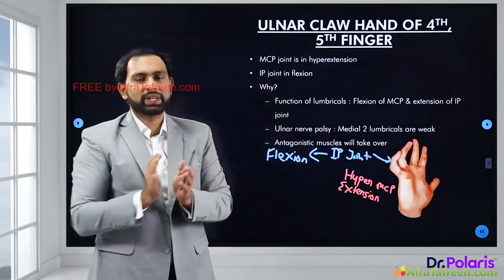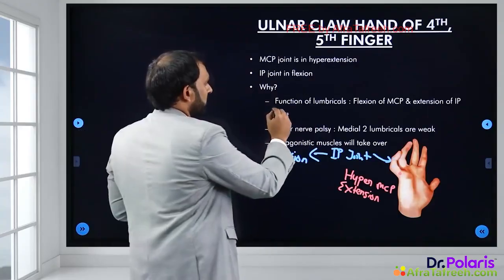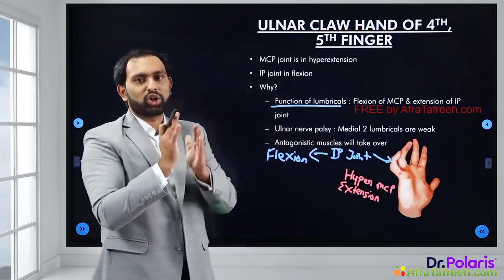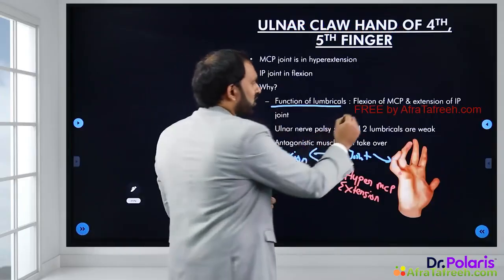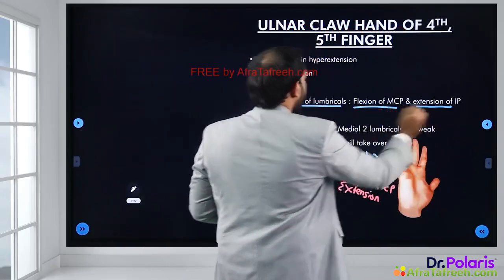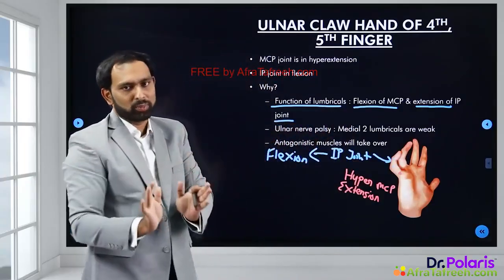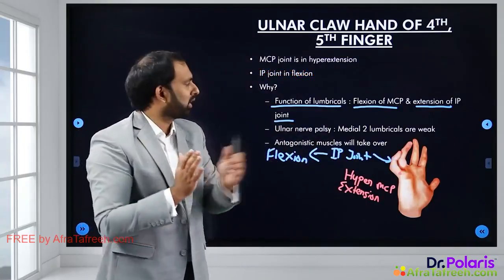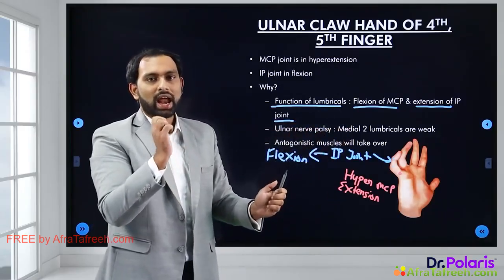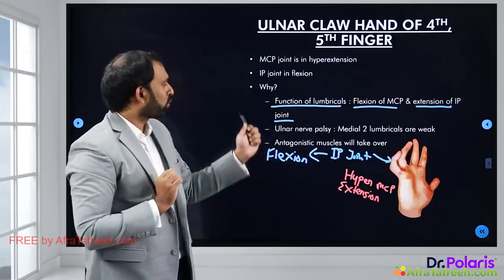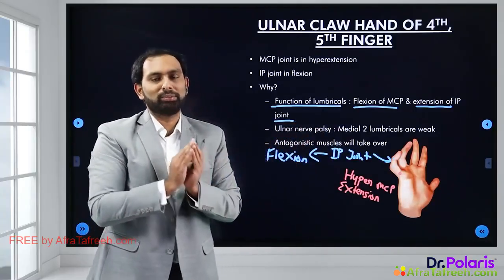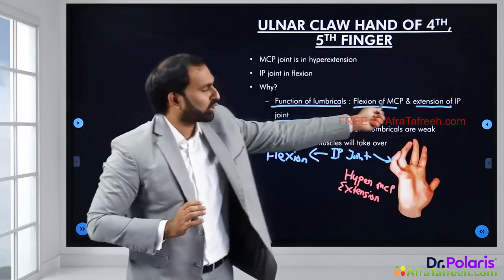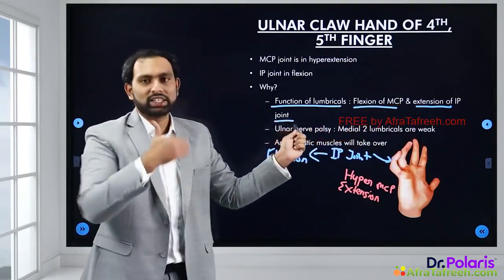So why is this claw hand present in an ulnar nerve palsy? Because of the functions of the lumbrical. So normally in a normal functioning hand, the function of a normally functioning lumbrical is flexion at the MCP joint and extension at the IP joint. So if the hand is normal and there is no nerve that is injured, in such a case the lumbricals that are present will help in flexion at the MCP joint and extension at the IP joint. But when there is an ulnar nerve palsy, we know that the medial two lumbricals are weak. So if the lumbricals are weak, this action, that is flexion of MCP and extension at IP joint, is lost.